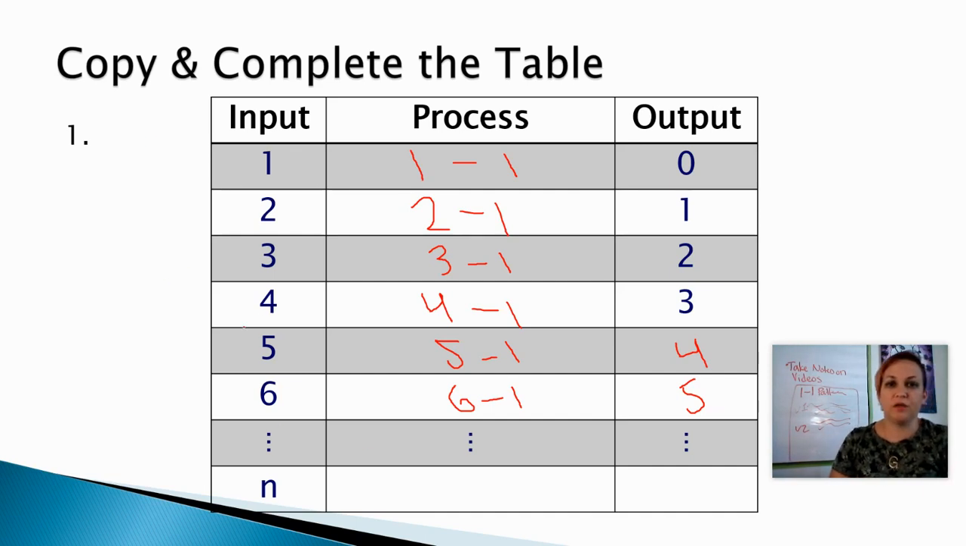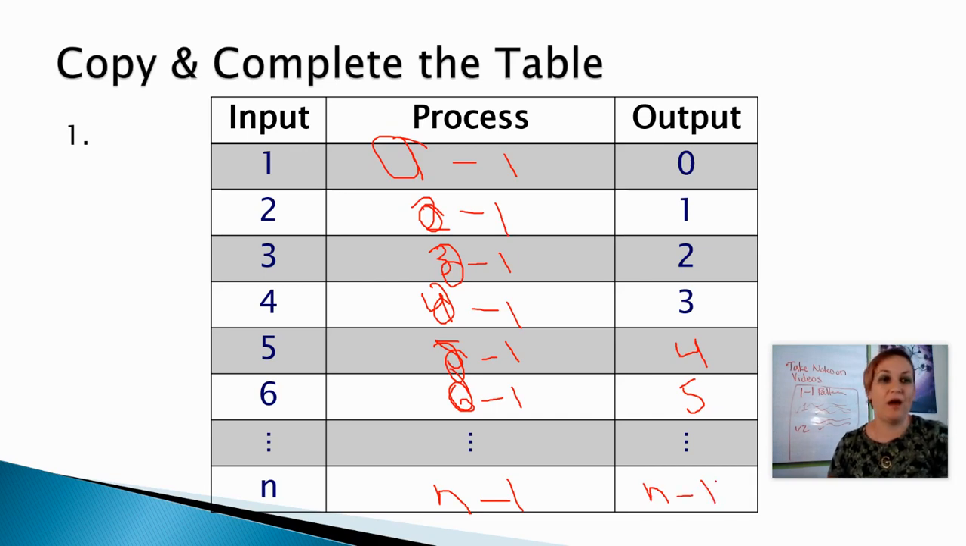And so basically what we're going to do is, in each of these processes, we had our input number. It was the 1, the 2, the 3, and so on. And so we're just going to take all of those numbers, and instead of writing that number, we're going to write the letter N instead. Now this minus 1, that stayed the same every time. So I'm going to keep that, and I'm going to say N minus 1. So the process, no matter what number in the world I'm given, I'm always going to take that number, N for number, and I'm going to subtract 1 from it. And that's what will give me my output.